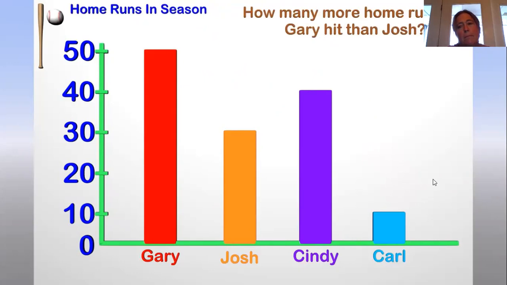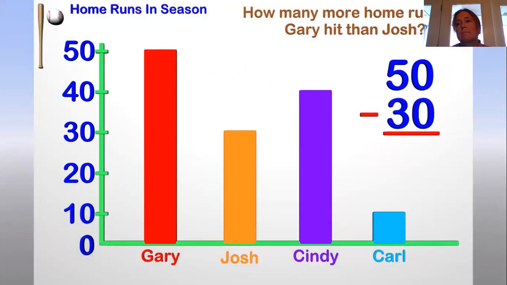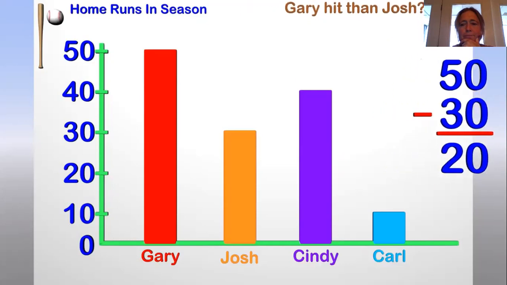The first question we have is how many more home runs did Gary hit than Josh? We know Gary had 50 and Josh had 30. We need to know how many more home runs Gary had than Josh. How do you think we can solve this problem? We can solve this question by using subtraction. Gary had 50, and we subtract the amount Josh had, which is 30. What is 50 subtract 30? The answer is 20. Gary had 20 more home runs than Josh. Great job! Using the bar graph, we solved the problem.